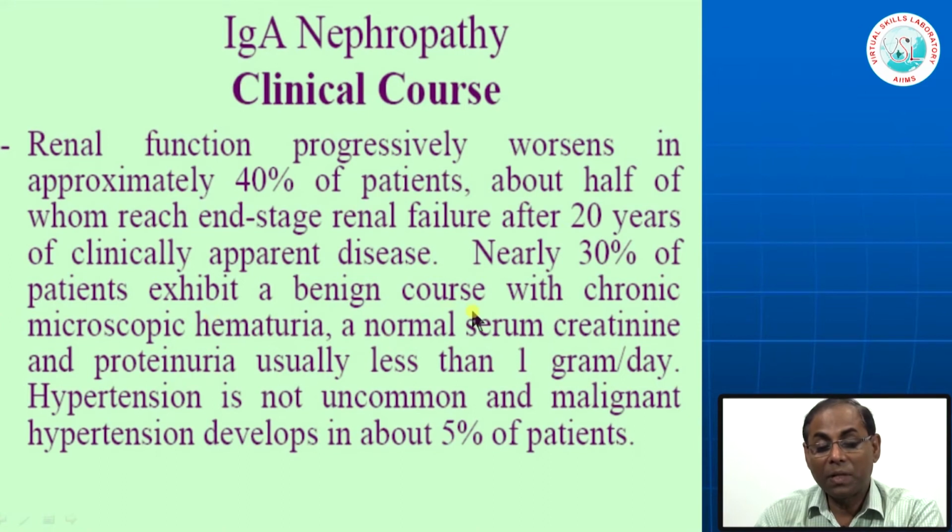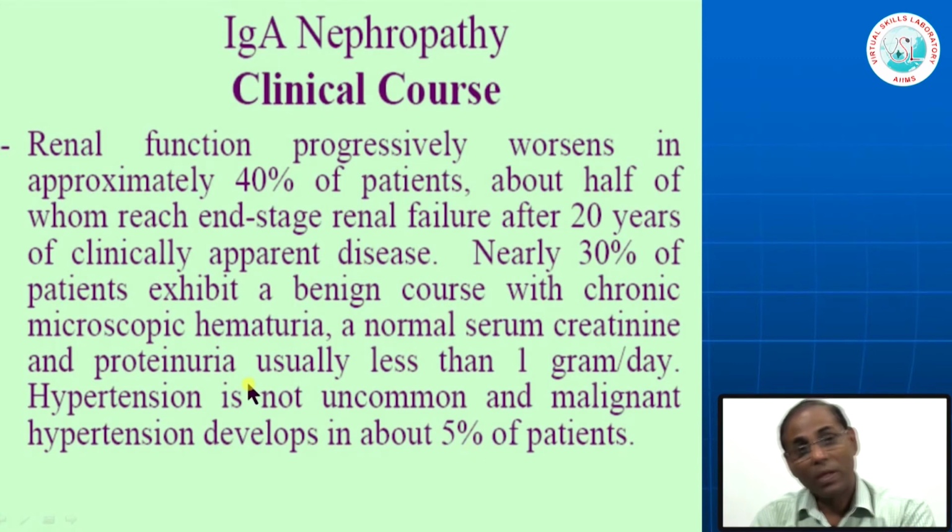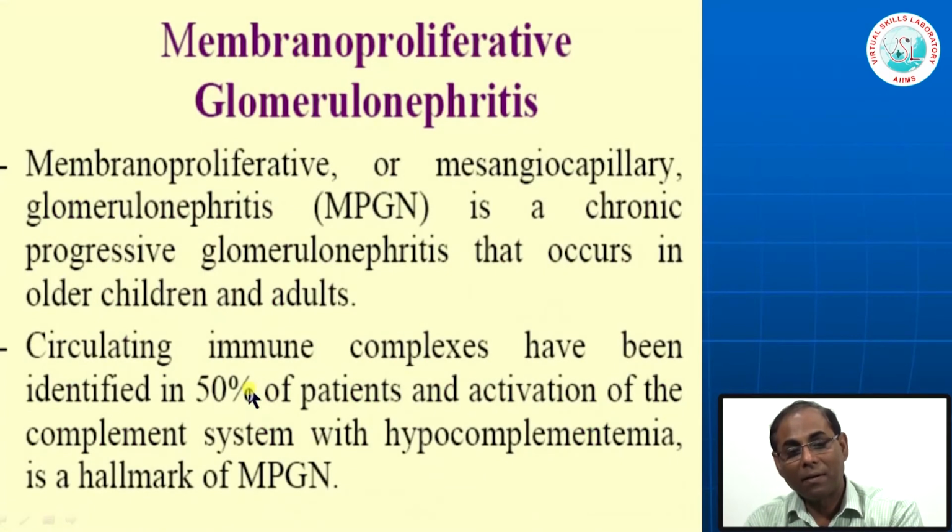Nearly 30% of the patients exhibit a benign course, with chronic microscopic hematuria, a normal serum creatinine and proteinuria usually less than 1 gram per day. Hypertension is not uncommon, and malignant hypertension develops in about 5% of these patients. So, clinically IgA nephropathy may have significant damage.